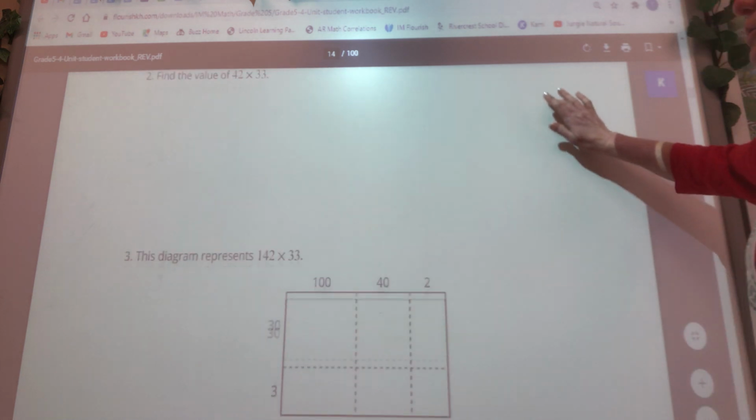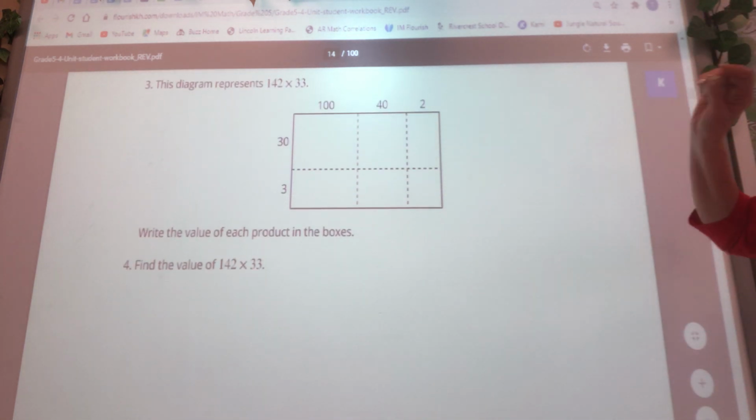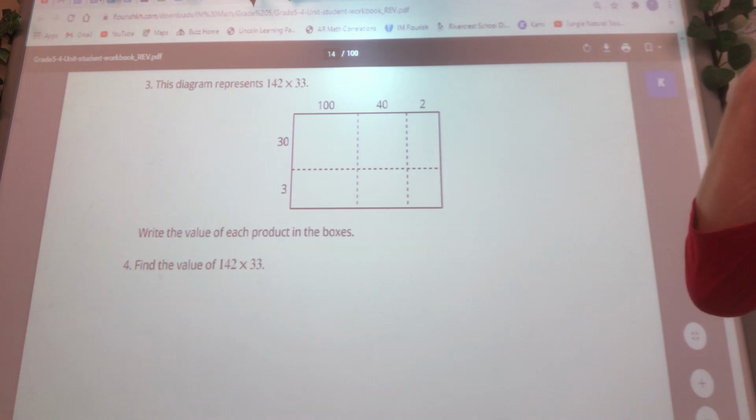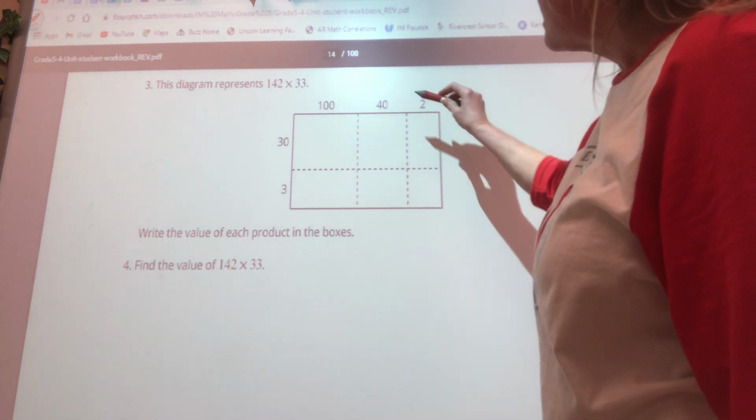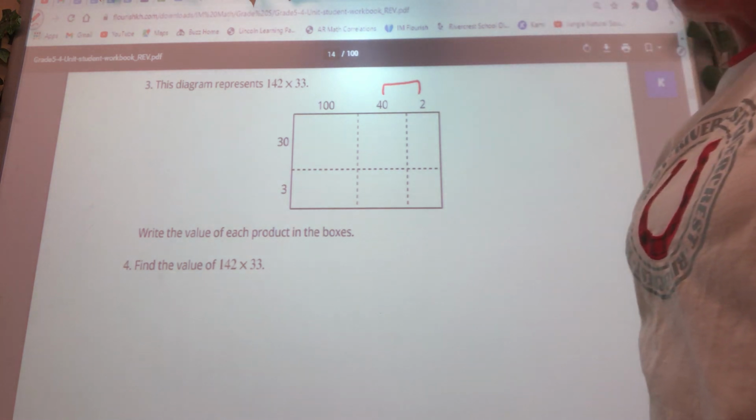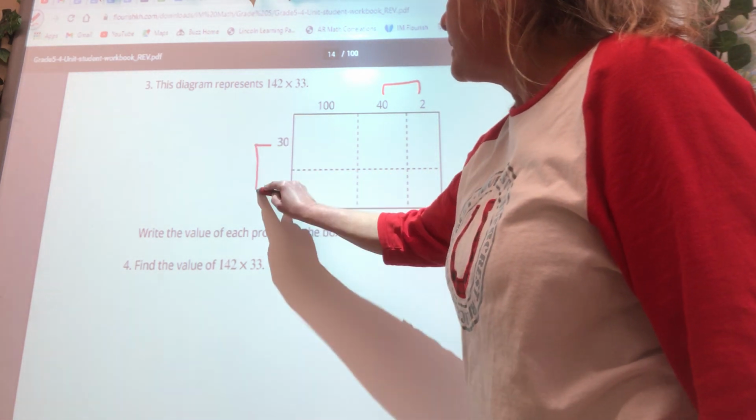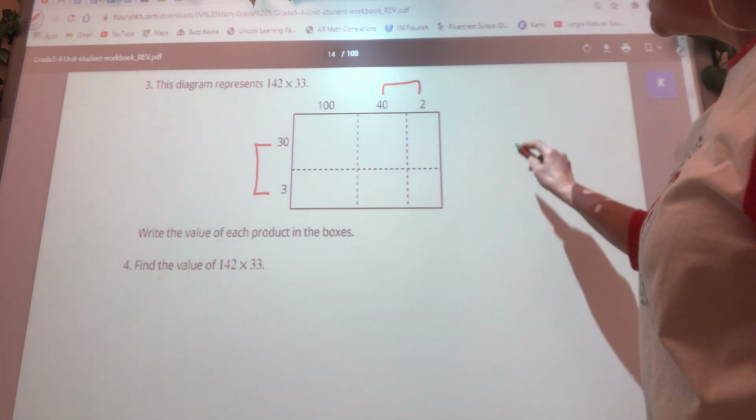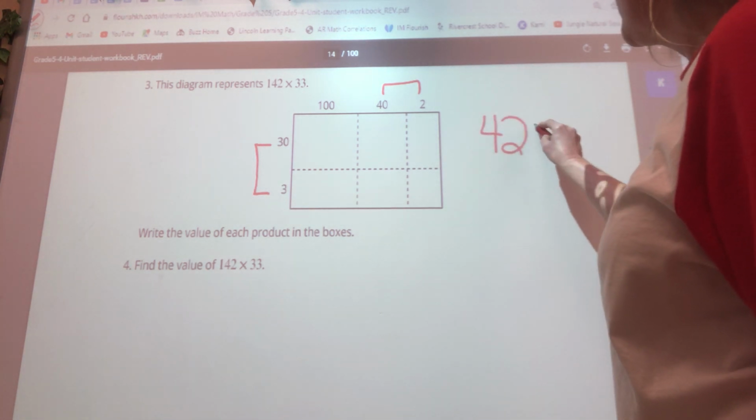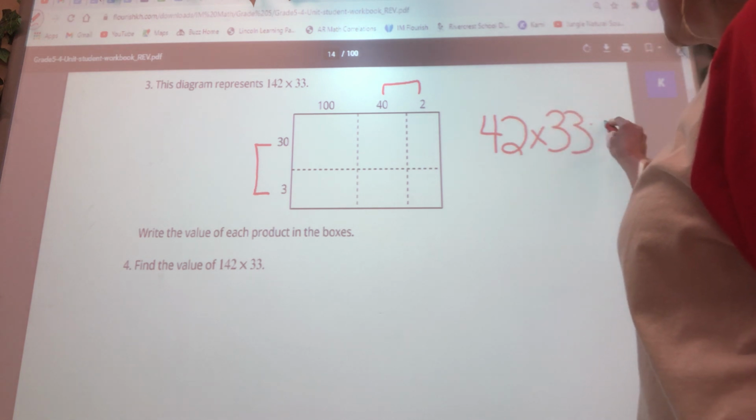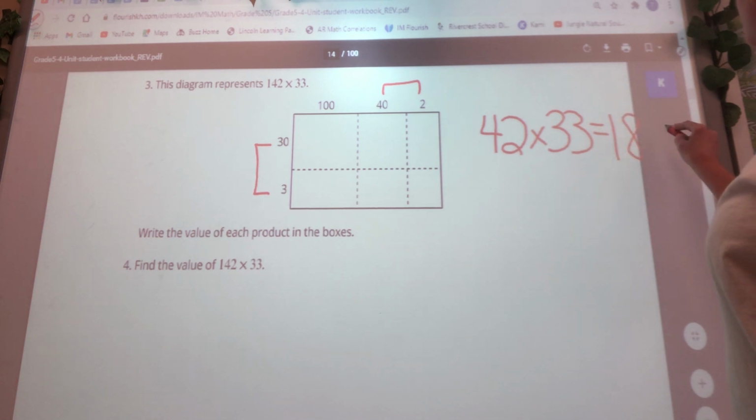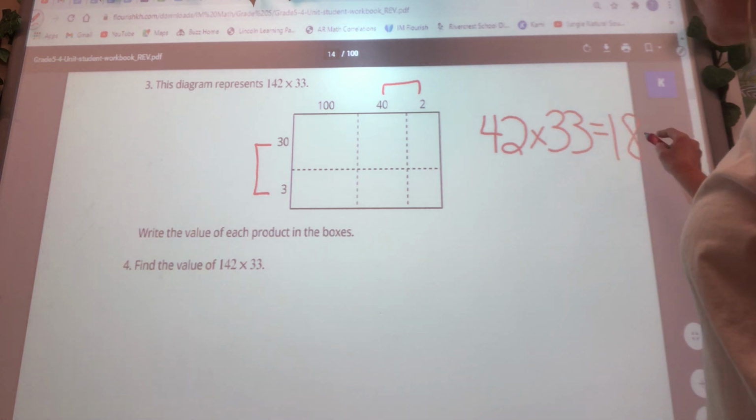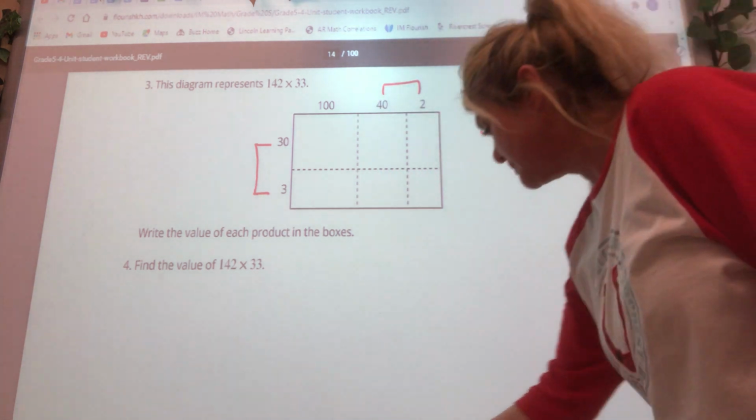Okay, on the next page. Same page, but this one, it's the same type of problem, but it just added a few more numbers. Our box got bigger. Now, let's look. We already had 42 on that other one, didn't we? And we already had 33 on that other one. So we already know that 42 times 33, we said that that was, what did we say? 1,386.